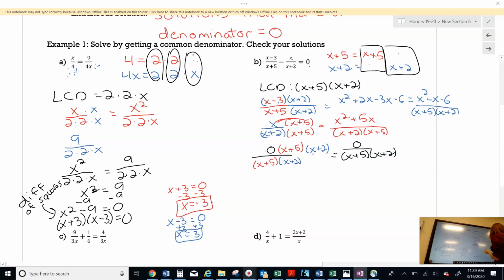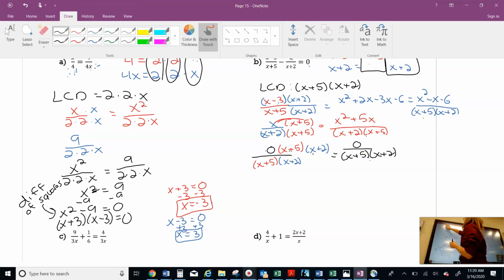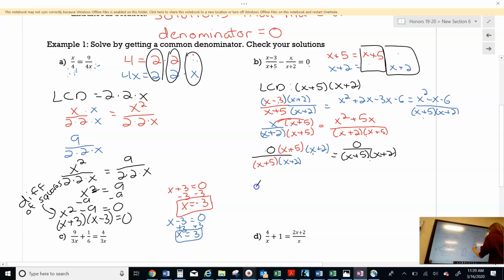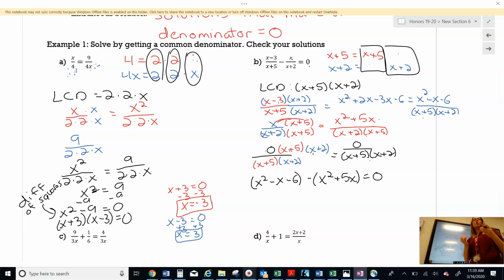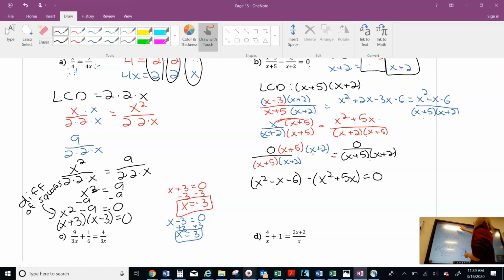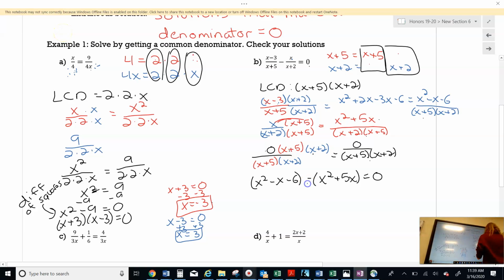Okay. Now, all of these have the same denominator, so I'm just going to set it up as if I'm solving it. So I'm going to take this first one. I have x squared minus x minus 6 minus my second one, x squared plus 5x equals 0. Okay? So as soon as you have a common denominator, you drop the denominator. You don't need it anymore. So I'm going to switch my signs, right, because it's a subtraction. So that's plus. This is minus and minus.